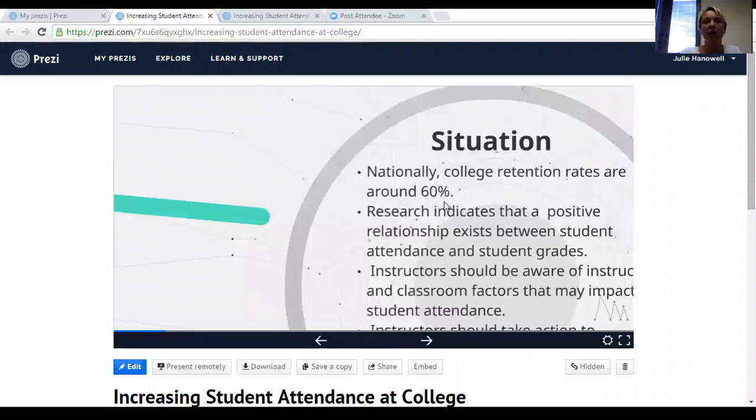Before I go on and talk about some of the activities that I'm going to implement in this plan, I created a logic model to explain my plan for improving attendance in my classes. And throughout this presentation, I'm going to use my Prezi to go through all the areas that I include on this logic plan.